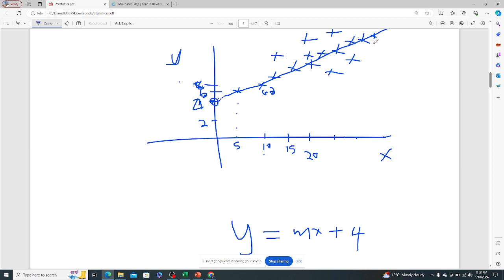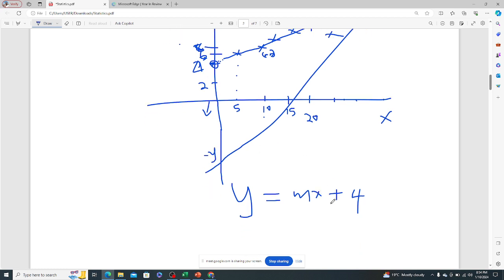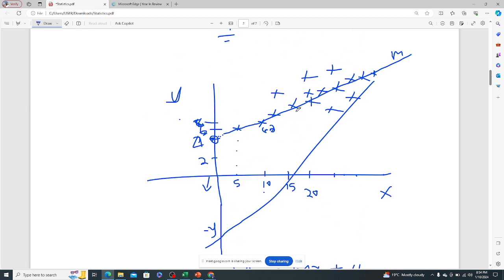Okay, if it was on the negative side, then it would be below the x-axis. So in this case, we will have negative y. Okay, so this value, it's always plus or negative. It can be a negative value or a positive value. Okay, then of course you can as well calculate your slope.